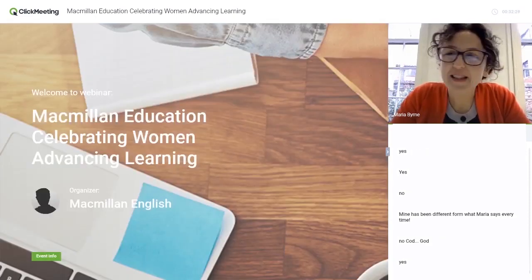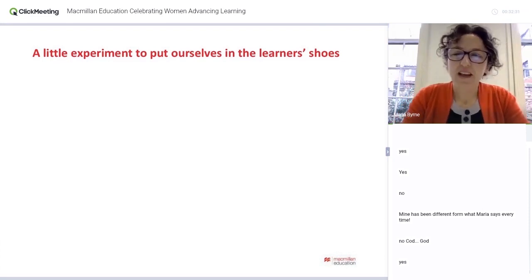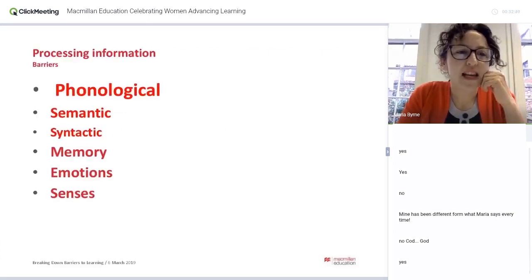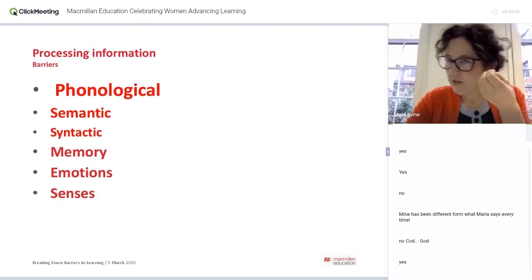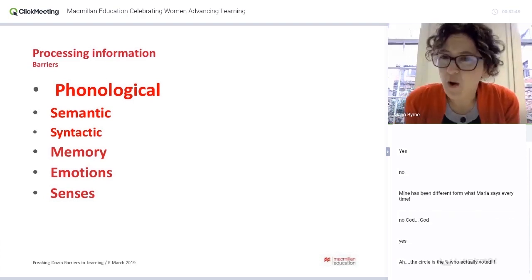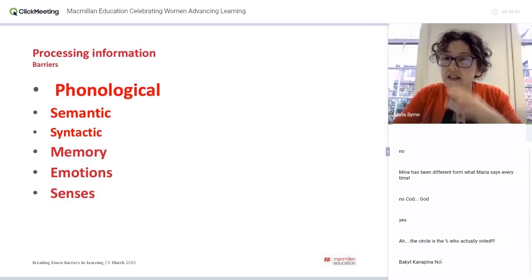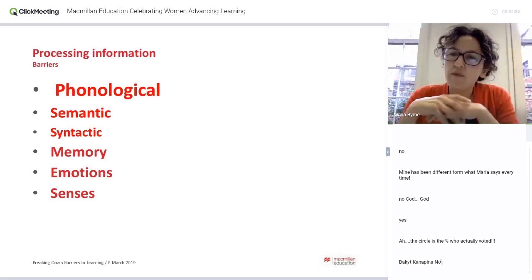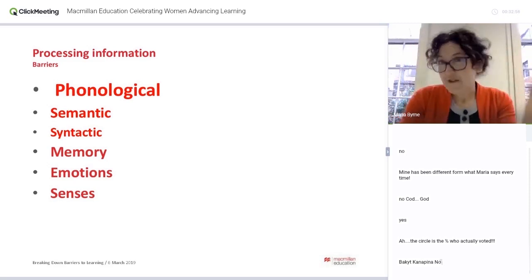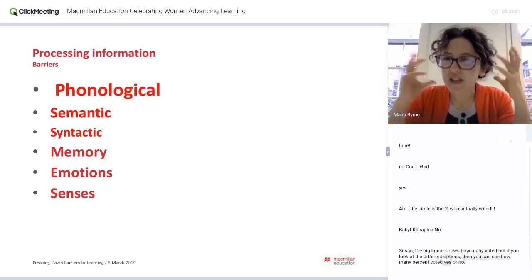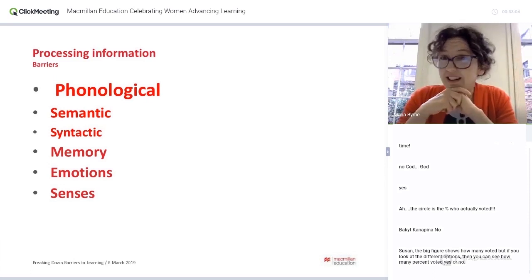If we could go back to the slides, please. Okay, all right. So we can see from that we all have different things that in a way are barriers to learning. For those people that confused their left with their right, this could be a mix of some weaknesses in a way, but it's very, very normal in the visual and sensory processing modes, as well as memory as well. Okay.